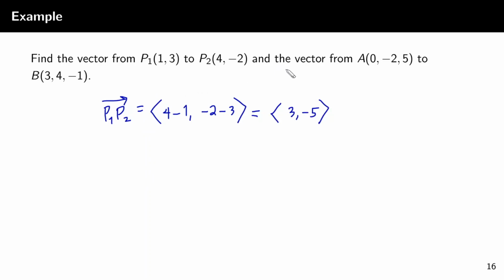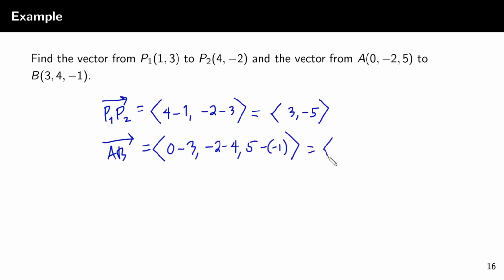And then for the other vector naman, so it's the vector from A with coordinates 0, negative 2, 5 to B with coordinates 3, 4, negative 1. So it will be the vector from A to B, and it will have components 0 minus 3, negative 2 minus 4, 5 minus negative 1. So we have negative 3, negative 6, and positive 6.